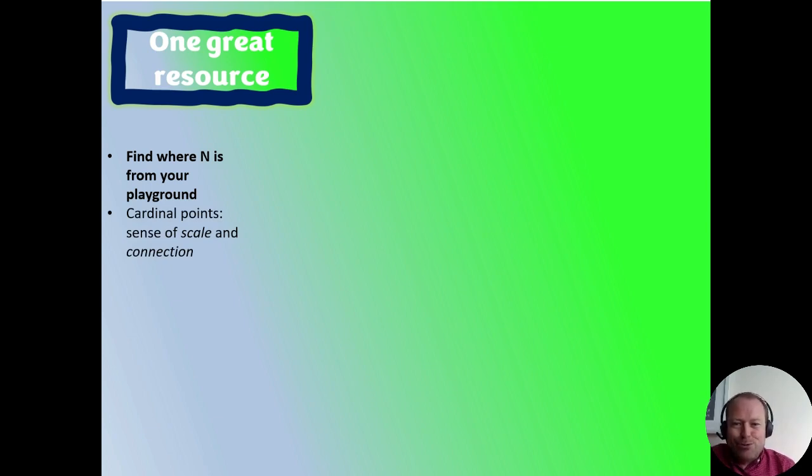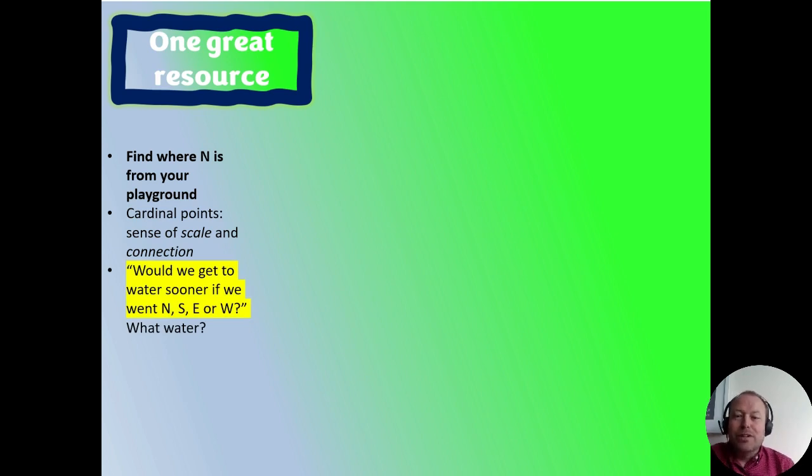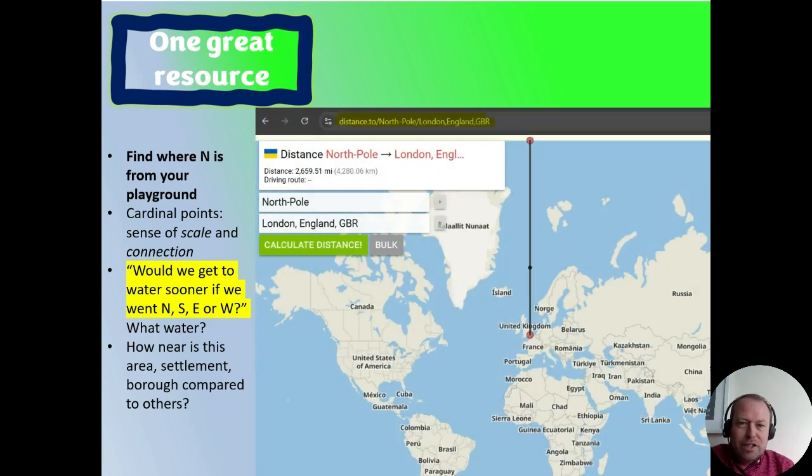Where are the nearest roads, the nearest settlements, green spaces, and water? Would we get to water sooner if we went north or south or east or west? Do you know? Well, we need to use maps to find out, and that's the great resource we're going to use. And what water would that be that you would find? How near is that settlement or borough compared to others?